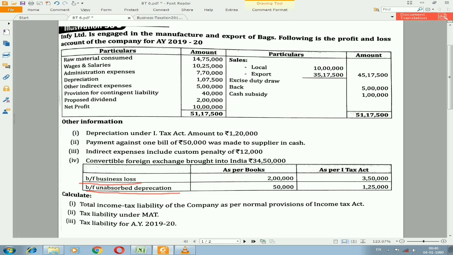They have given as per books as well as per IT Act. So here, as we are doing under taxation normal provision, we are supposed to take as per income tax. If it doesn't have that, we are not supposed to take if they have given only as per books. So if they have given as per income tax, we can take that. So we have both of that. We can deduct these two amounts from the total business income what we got.